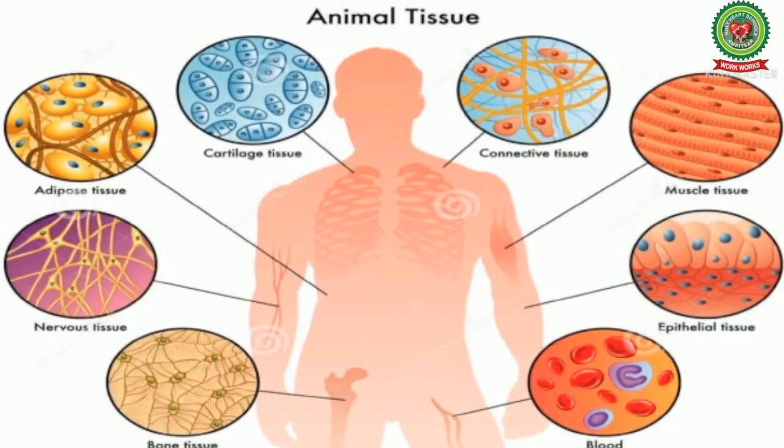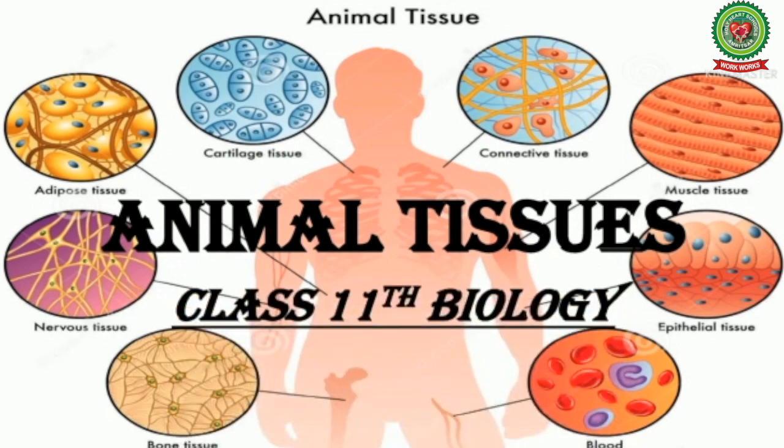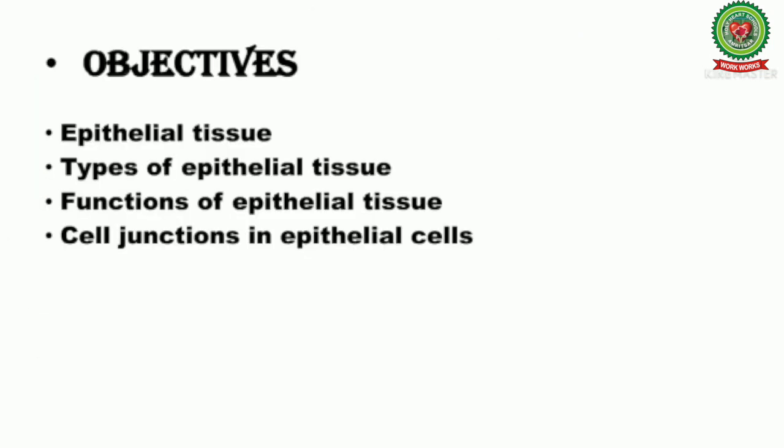Good morning, everyone. Today we are going to start with a new chapter of class 11th biology. The name of the chapter is Animal Tissues. The main objectives that we will cover today in this video include epithelial tissue, types of epithelial tissue, functions of epithelial tissue, and cell junctions in epithelial cells.